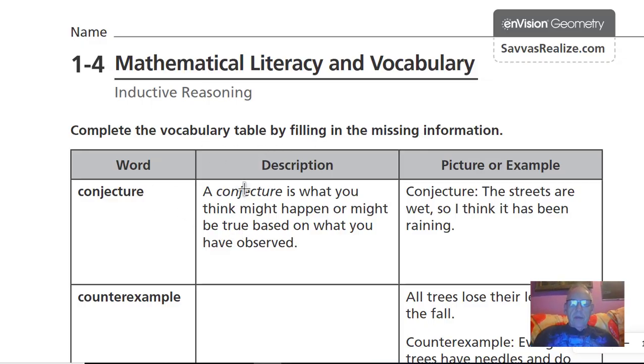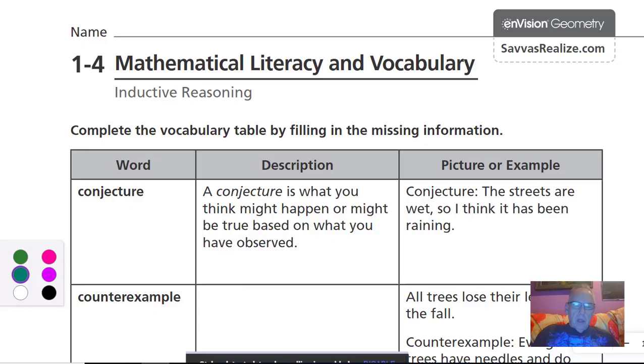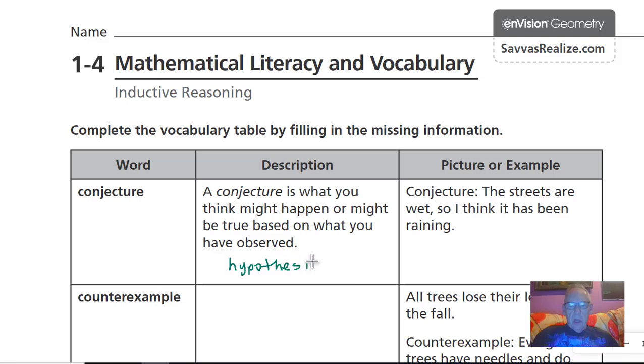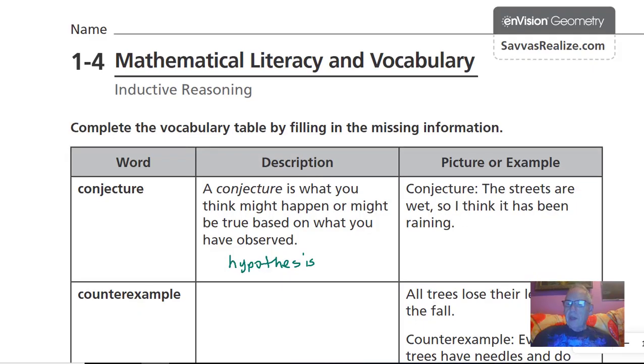So we need to complete the vocabulary table by filling in the missing information. A conjecture is what you think might happen or what might be true based on what you have observed. It's like a hypothesis. And so an example of a conjecture would be the streets are wet, so I think it has been raining.